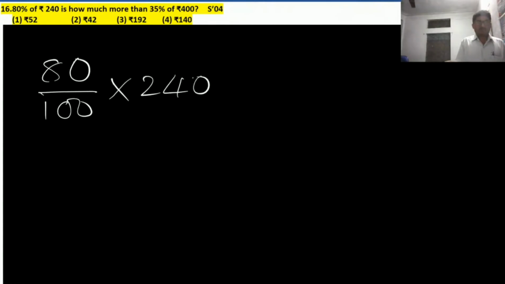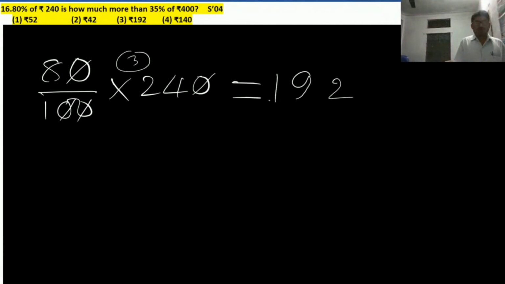Question 16. 8% of 240 is how much more than 35% of 400? 8% of 240. So 8 by 100 into 240. 0 0 gets cancelled. 8 4s are 32, 8 twos are 16, so 192. 192 rupees.